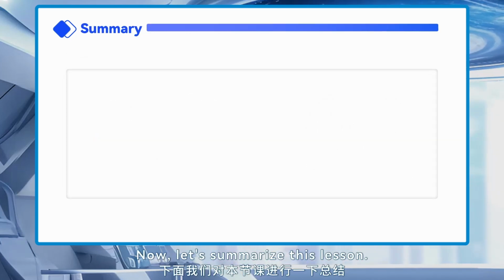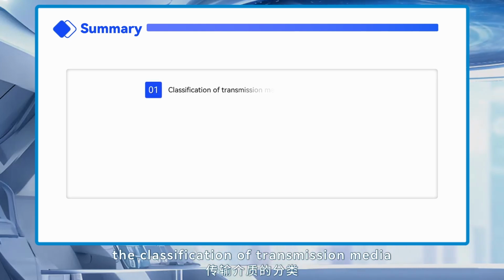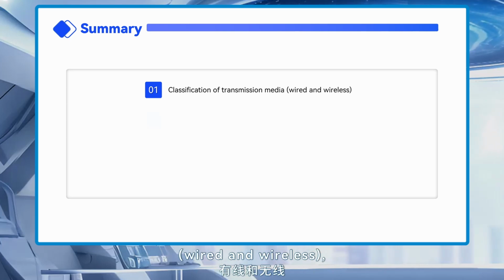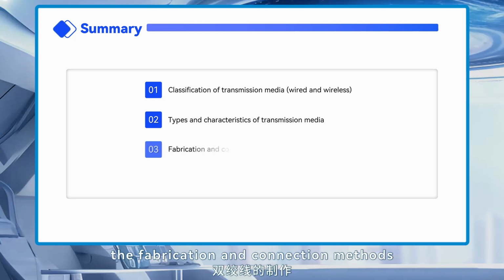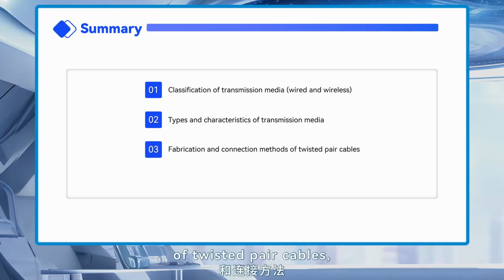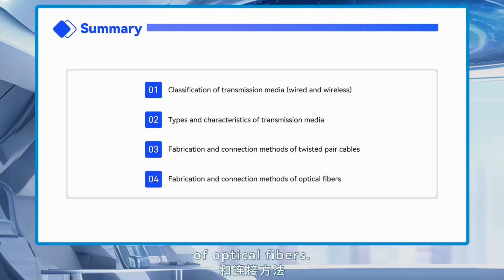Now, let's summarize this lesson. In this lesson, we learned about the classification of transmission media, wired and wireless, the types and characteristics of transmission media, the fabrication and connection methods of twisted pair cables, and the fabrication and connection methods of optical fibers.